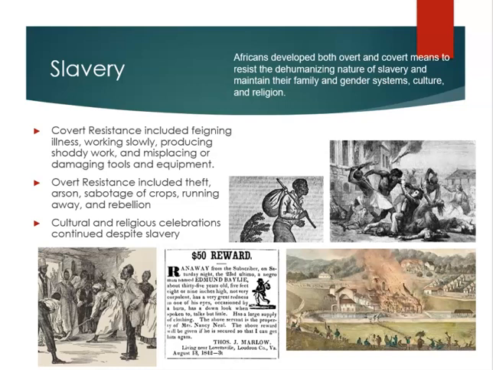And of course, there was also running away northward into colonies where slavery was less common, and eventually where slavery was outlawed.